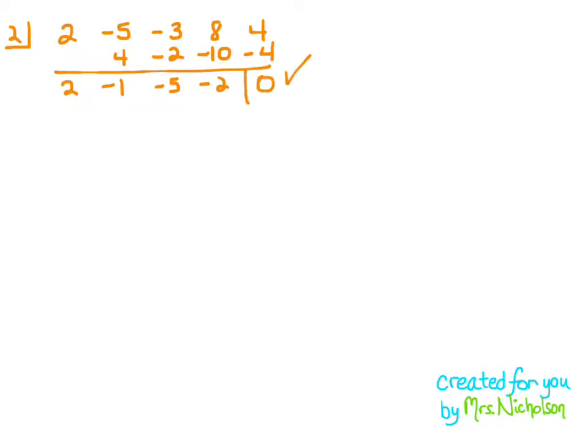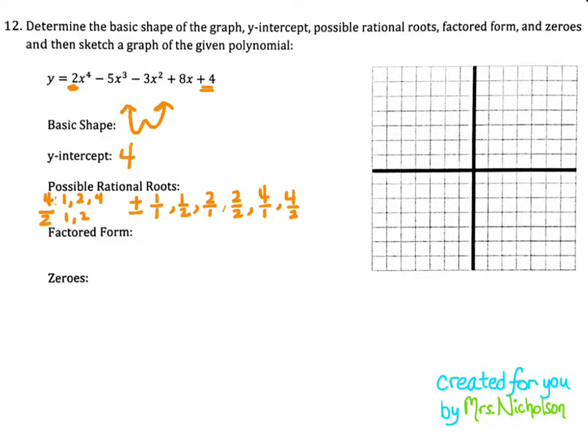Excellent. So I have now determined that 2 is a 0 of this polynomial. So I'm going to go back over here, and where it says zeros, I'm going to add 2, and that means that in my factored form, I'm going to have the factor x minus 2. If the 0 is positive 2, then the factor is x minus 2.